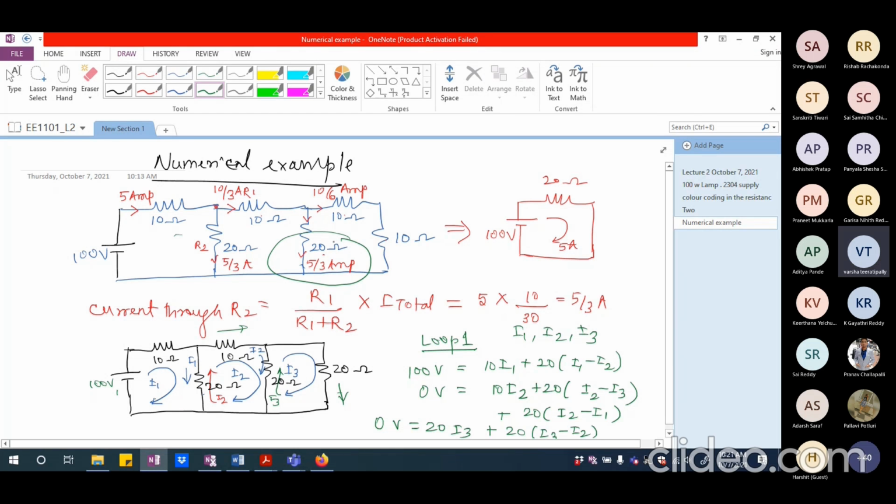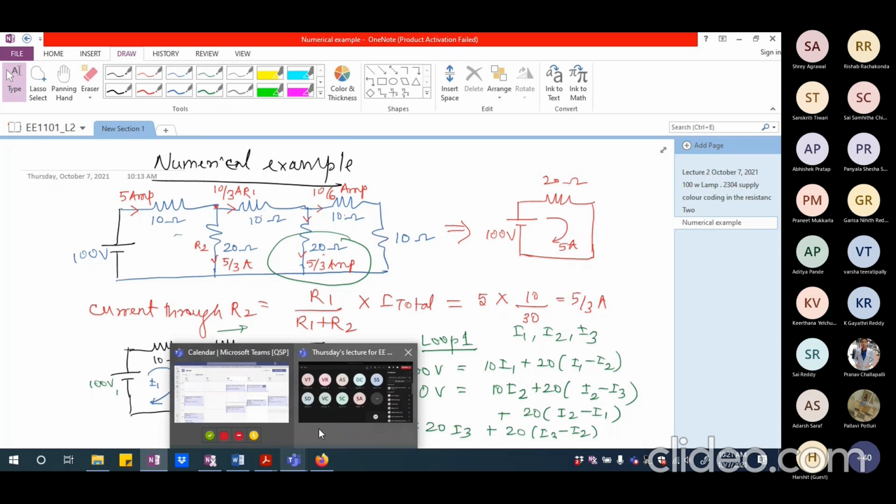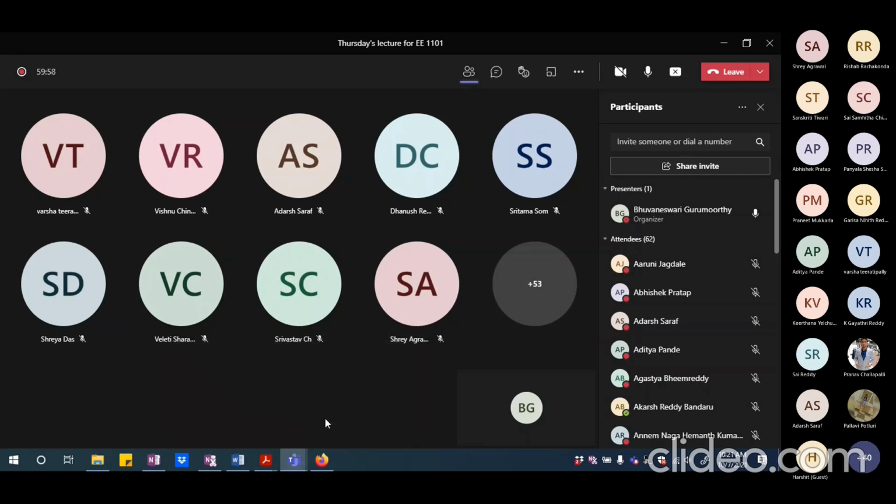Yes, ma'am. Exactly, two halves. 5 by 3, no ma'am, because 10 by 3, it should be 5 by 3, not 10 by 6, right? Yeah, it is 10 by 6 is same as 5 by 3. Okay, sorry. Yeah, right? So what we will do in the next classes, we'll start from the same KVL problem and continue with this.